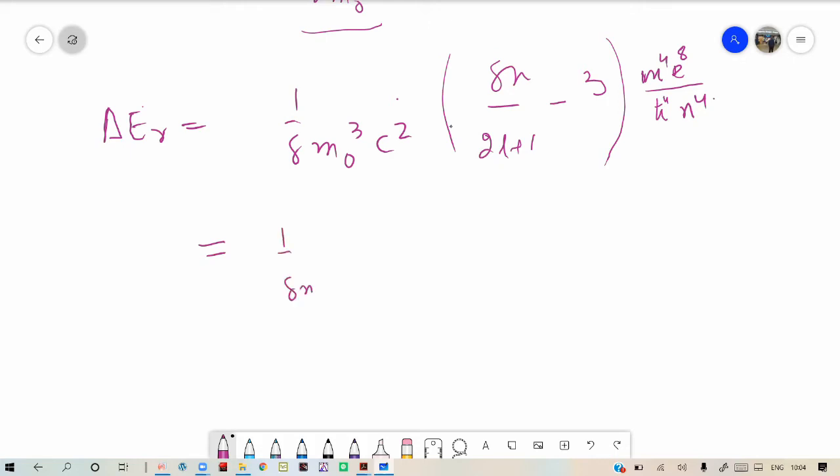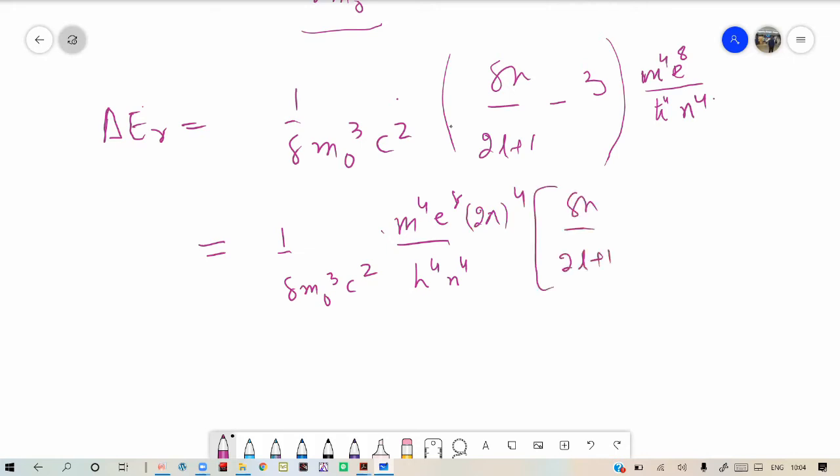It is 1 by 8 m naught cube c square. And remember that there is a Z also, Z to the power 4 will be there, c square into m to the power 4 e to the power 8 divided by h to the power 4, I will write h into n to the power 4, because h cut is h by 2 pi, so it is 2 pi raised to the power 4, 8n by 2l plus 1 minus 3. Okay, and let us cancel out the terms here. And 1 by 8. There is m. Do not confuse with this. There will be m naught actually. I will take that m naught equal to m everywhere.